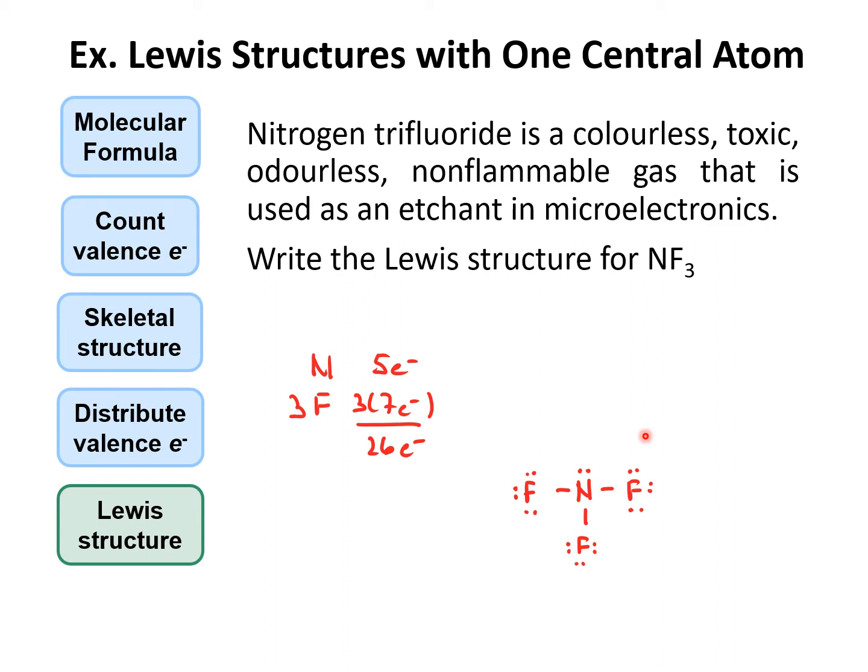We can see here that both nitrogen and fluorine obey the octet rule. For the fluorine atoms, we have 2, 4, 6, 8 valence electrons, giving us an octet. And for the nitrogen atom, we have 2, 4, 6, 8 electrons, also giving us an octet. And so this is the correct Lewis structure for nitrogen trifluoride.